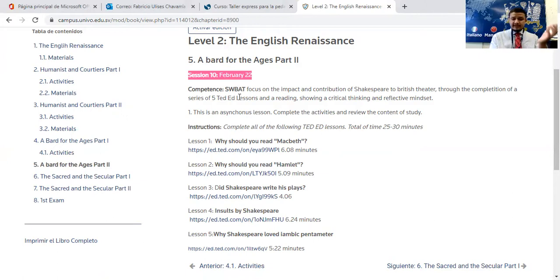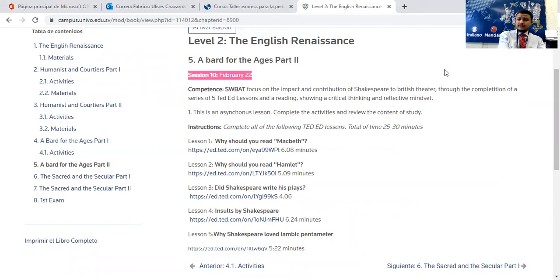All right. So the next thing you're going to do is read the competence you're going to develop, and we're still going to be talking about Shakespeare and the contribution of Shakespeare to British theater. Previously, in the previous session, we talked about the impact of Shakespeare in British literature, but in a more lyrical way, in the impact of sonnets, and we have Shakespearean sonnets. But this time around, we're going to talk about the contribution of Shakespeare to theater through plays and through the different content that you might be familiar with and might know Shakespeare for.